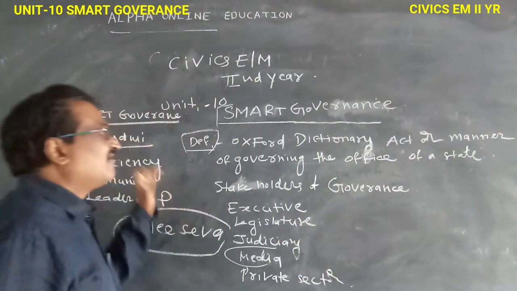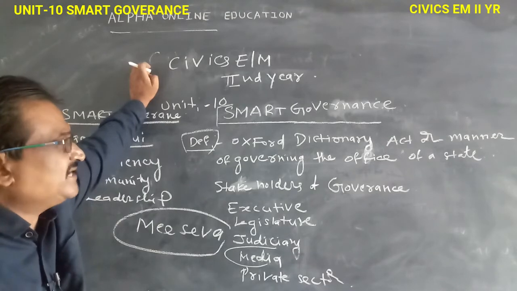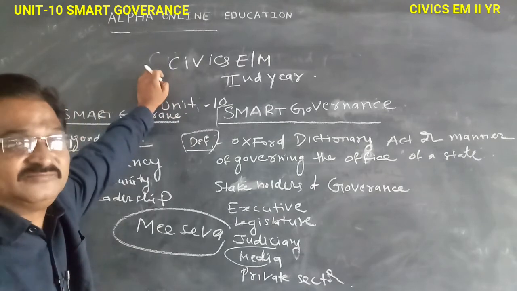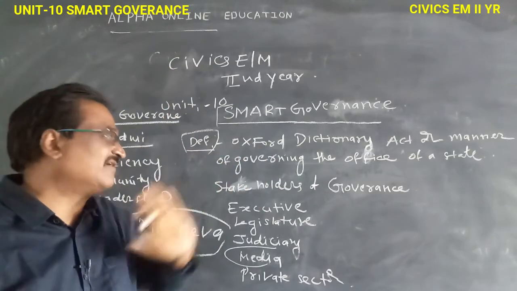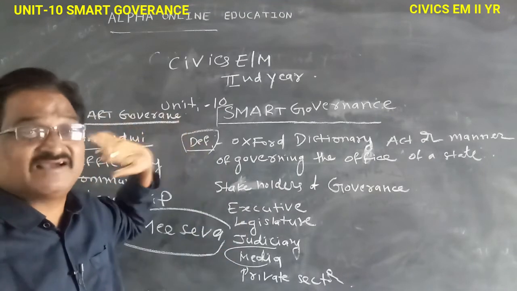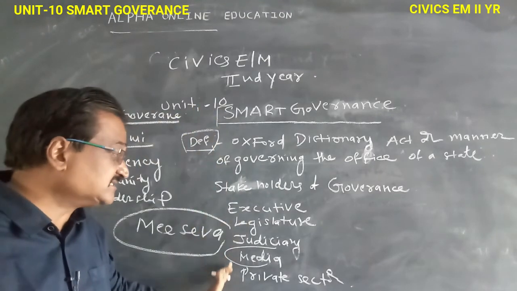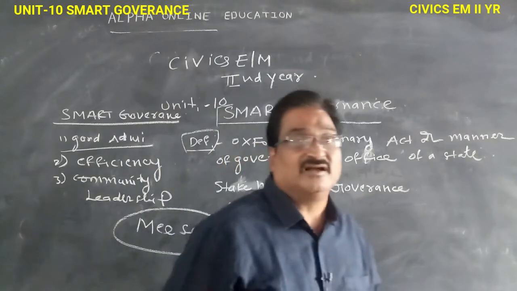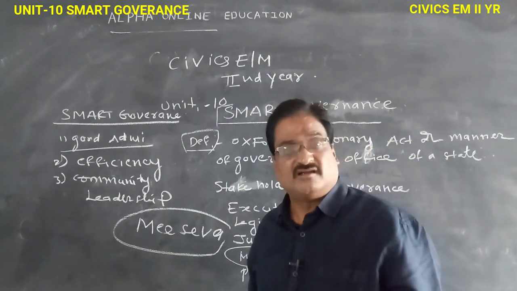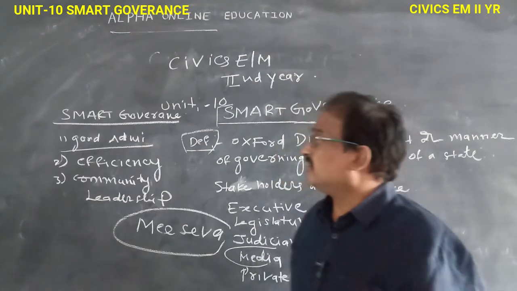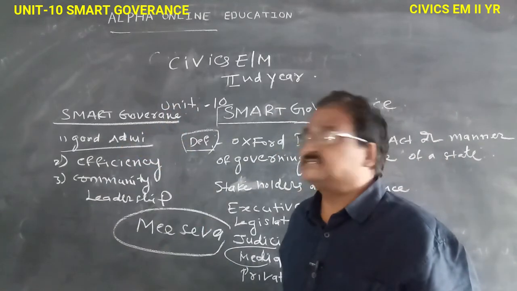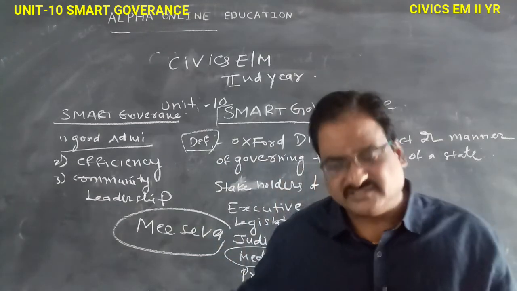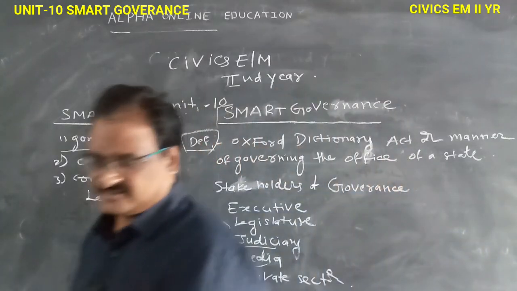So this is a 5-mark topic for all second year students. What is smart governance? Who are the stakeholders of governance? These are all stakeholders of this governance, various sectors. These sectors depend on e-governance, where E means electronic governance. So good governance, efficiency, and community leadership are all on the side of smart governance.